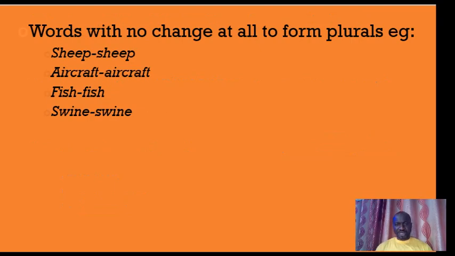Words with no change at all to form plurals. We have some words which do not need to be changed in order to form plurals. They remain the same, so they can be used in singular and plural form at the same time. We have sheep. We have sheep. We have aircraft. We don't have aircrafts. We have fish. We don't have fishes. Swine.